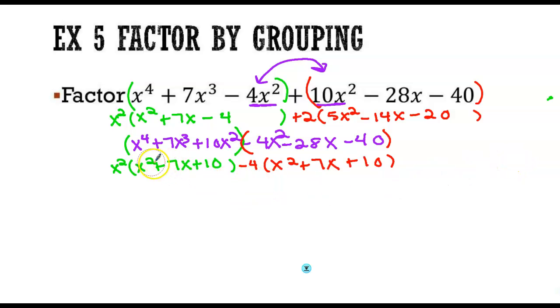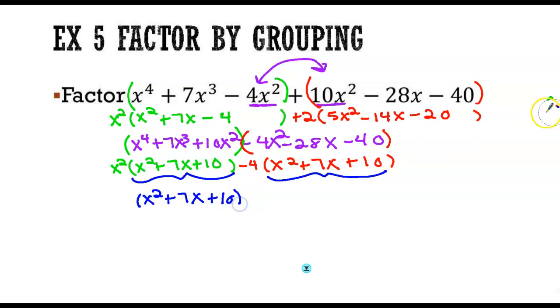I notice one thing, when I factored out an x squared in the green group and a -4 in the red group, my two sets of parentheses turned out to be exactly the same. So that's really good for me. That's what I needed. If they turn out to be exactly the same, I know that I was successful in factoring, and that becomes one of my factors. X squared plus 7x plus 10 is one of my factors. And then my second factor comes from what's left outside, x squared minus 4.